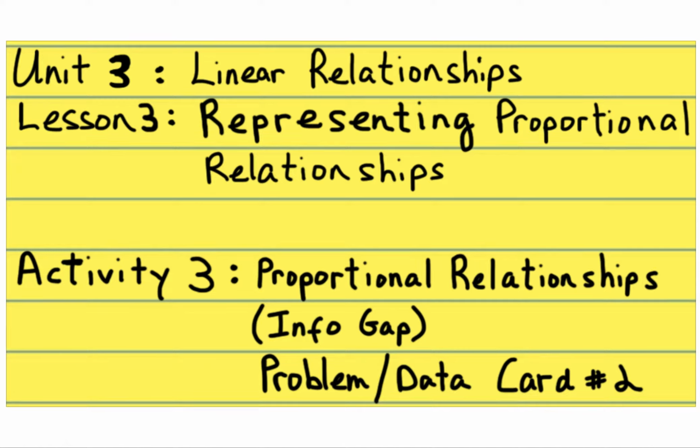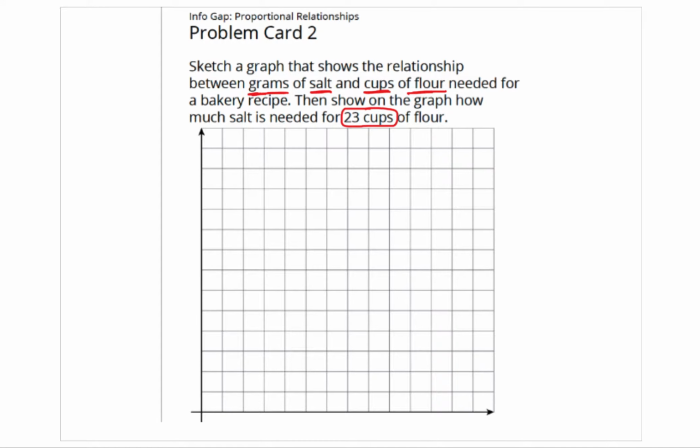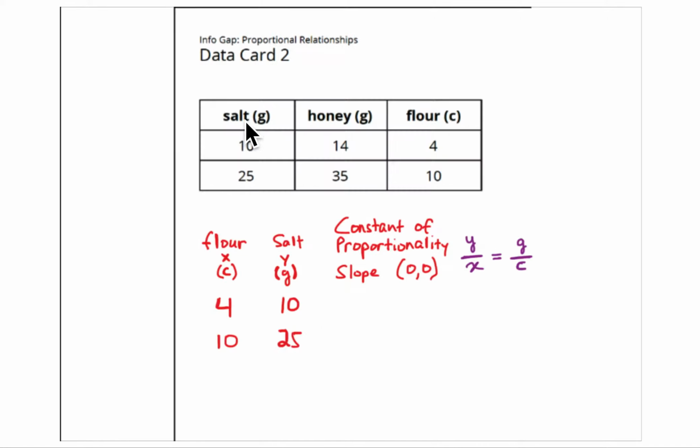Right, this is problem card and data card number 2 from activity 3, proportional relationships. And in this card, here's the graph, and they want you to graph 23 cups of flour. If you're given 23 cups of flour, how much salt do you need? So this is a comparison between cups of flour and salt. And so here's the table that they give you.